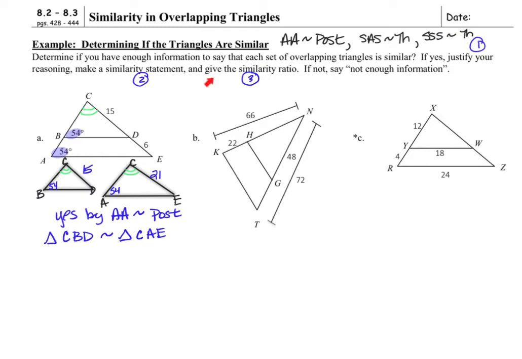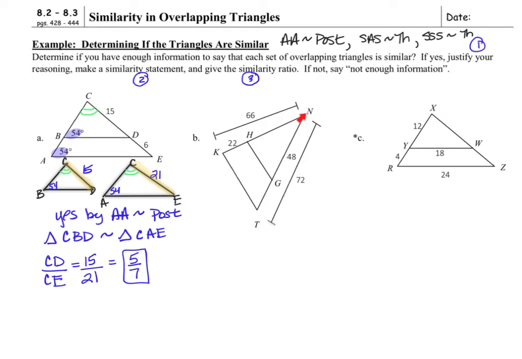And then we want to give the similarity ratio. For the ratio, I know that side CD corresponds to side CE. So CD is 15, CE is 21. That can be simplified if you divide by 3 on both the numerator and the denominator, giving me a similarity ratio of 5/7.